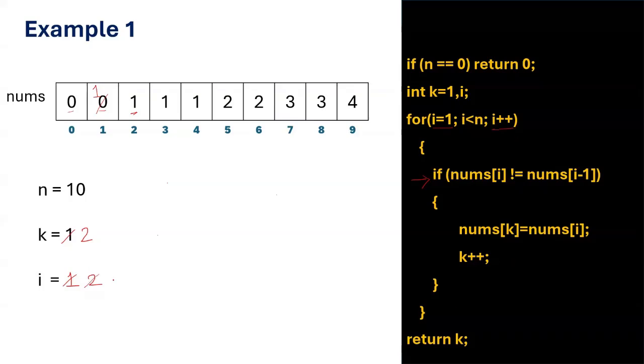So new value of i will be 3. Again, we will check condition i is less than n. 3 is less than 10. Condition is true.